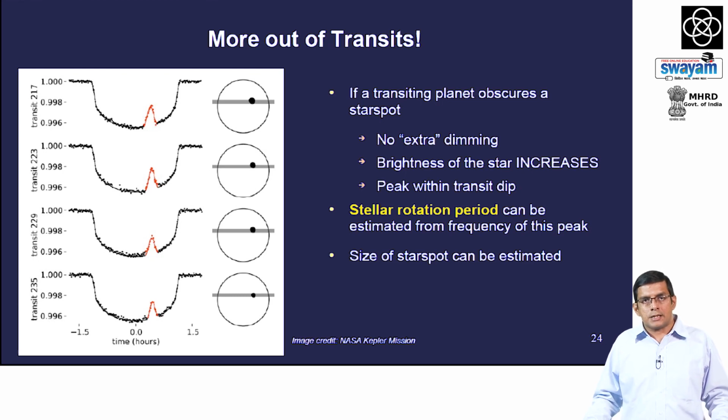By analyzing this, we can get information about not only the size of the star spot, but we can also get information about the stellar rotation period, because as the star rotates, the spots on its surface move, and therefore the planet does not encounter the star spot at exactly the same phase on every orbit. So, that can give us information about the stellar rotation period as well.